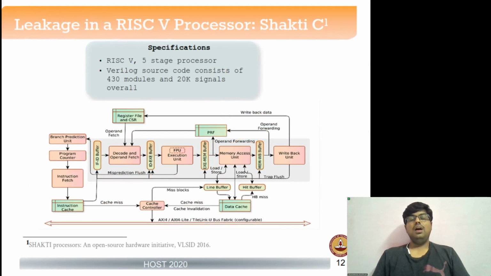Let us see how the leakage of a processor can be evaluated by the PLANT framework. Our reference platform is a RISC-V processor which has a 5-stage in-order pipeline. It is known as Shakti-C. The Verilog source code of the same consists of 430 modules and 20k signals overall. So this is the architecture of our reference platform.